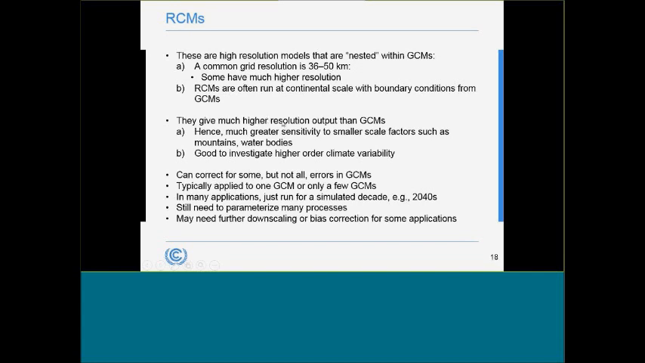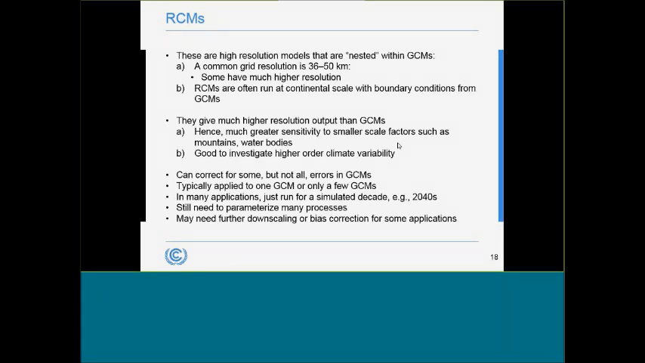They do give much higher resolution than the GCM, and so they'll pick up things like lakes and mountain ranges much better. Remember that when I showed that map of Spain, it was smoothed out, with that grid box containing the water and the mountains. Well, we're running a model at, say, 25, 36, or 50 kilometers, more likely to pick up variation, mountains and that kind of thing. They can also get a higher order of climate variability, extreme events and that kind of thing.